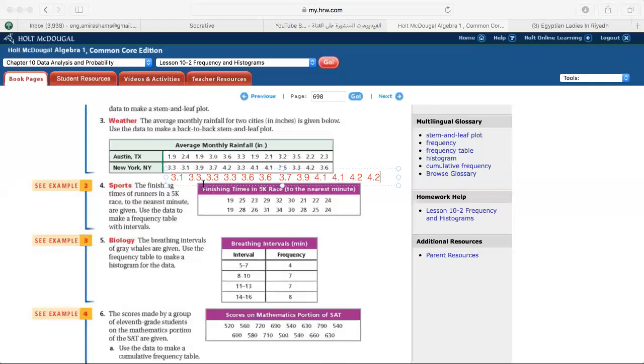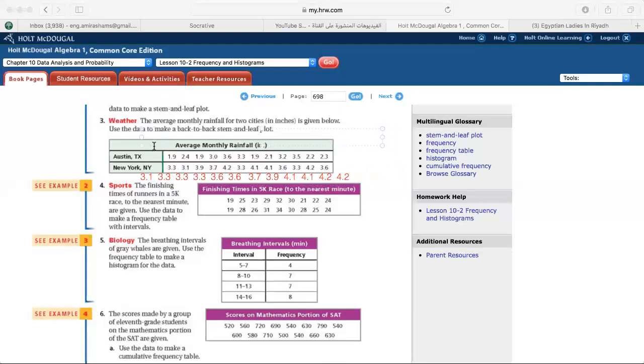Count them to make sure that you are correct. 1, 2, 3, 4, 5, 6, 7, 8, 9, 10, 11, 12. So we ordered New York now, and I will put them under New York. Let me order Austin now. I will write it up here.